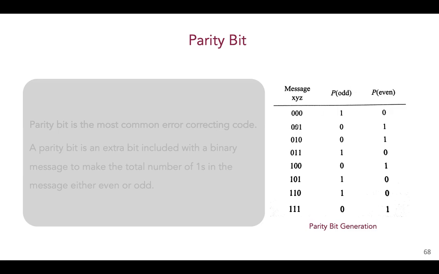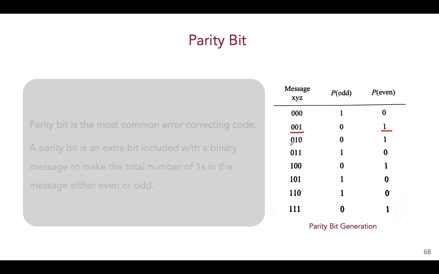If the message was 001, it already has a single 1 in it, an odd number of ones. With odd parity, we add the number 0, because then the number of ones in the message remains odd. With even parity, I add a 1 to it, and what happens is now there are 2 ones in the message, so the number of ones becomes even.